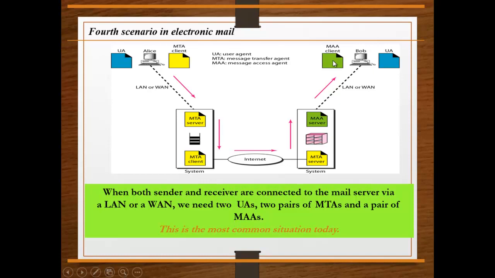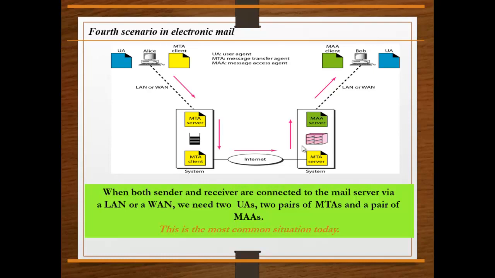So here in all the examples we have taken Alice as the sender and Bob as the receiver. The same way the reverse process is also possible. Bob as a sender and Alice as the receiver, and in the place of Alice Bob will come, in the place of Bob Alice will come, and all these things will remain the same. So this is the fourth scenario, that is when two persons are not connected to the mail server directly. Present scenario is like that.